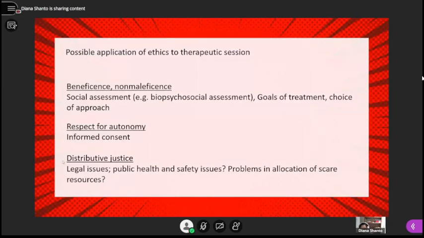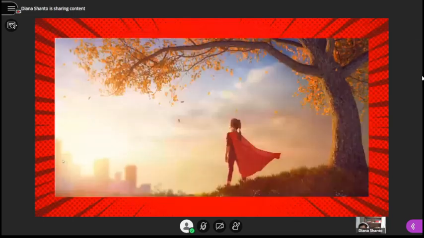Et puis, côté justice, how it applies to us, it's about legal issues or public health safety issues. It's about allocation of scarce resources. Le narrative therapy, l'aspect de social justice est très présent. C'est pour ça qu'on reflect on the cultural, the oppressive society, etc. Donc, ça, c'était ça.